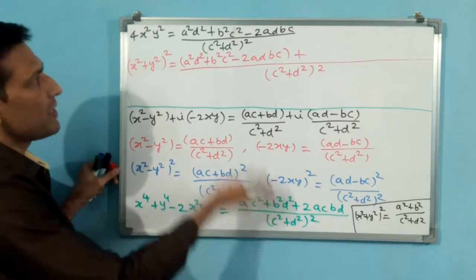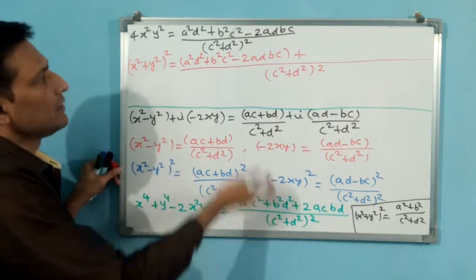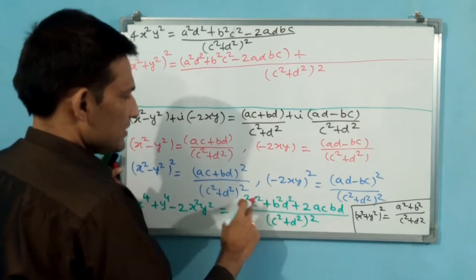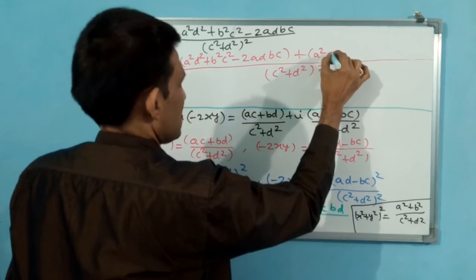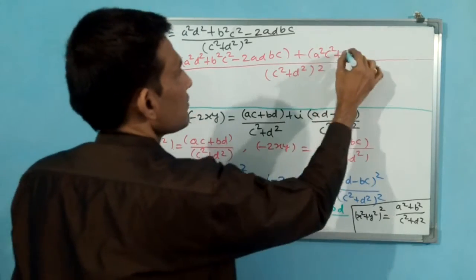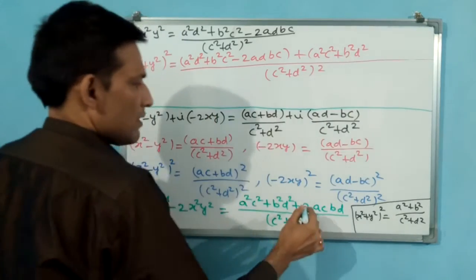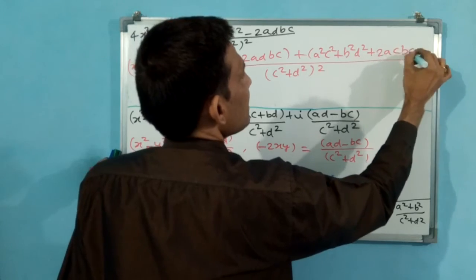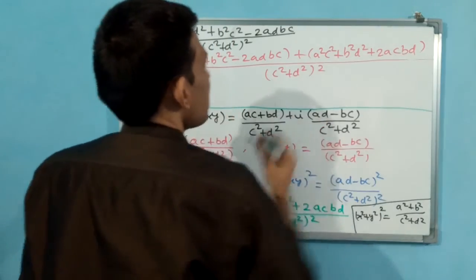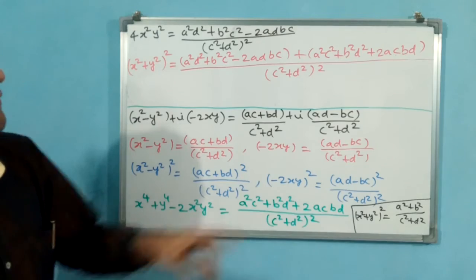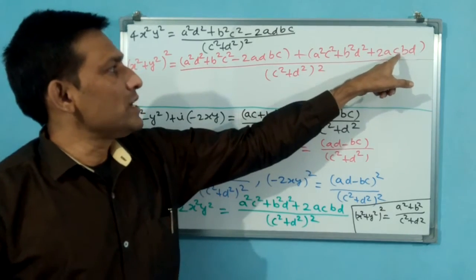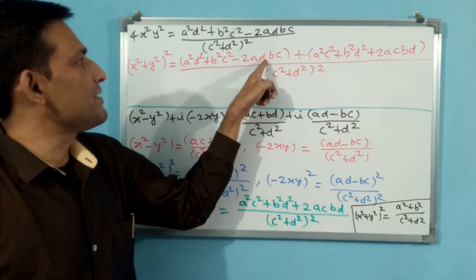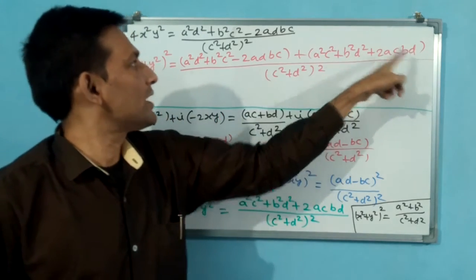Plus. Both are having the same denominator. While adding, the LCM is this one. Now we have copied this one and we copy this: a square c square plus b square d square plus 2acbd. Close the parenthesis. You see now, this is plus 2acbd, this is minus 2acbd. Both are same: adbc or acbd, both are same, these two.